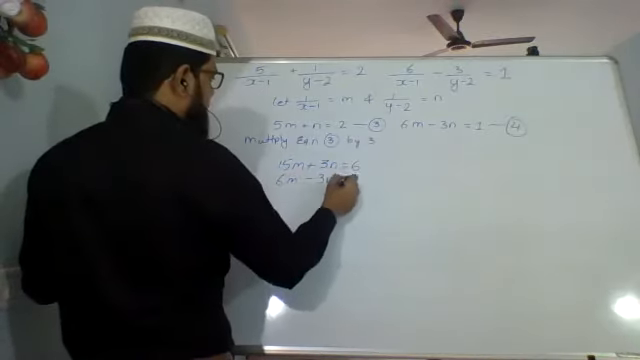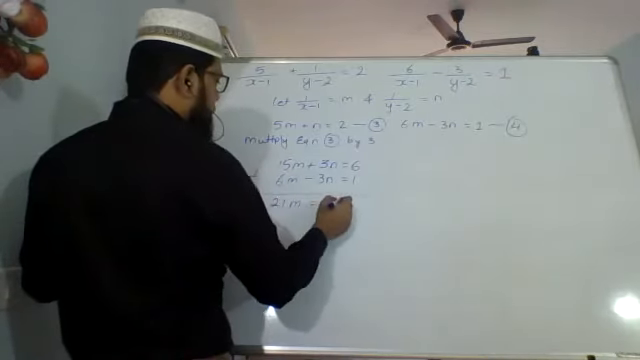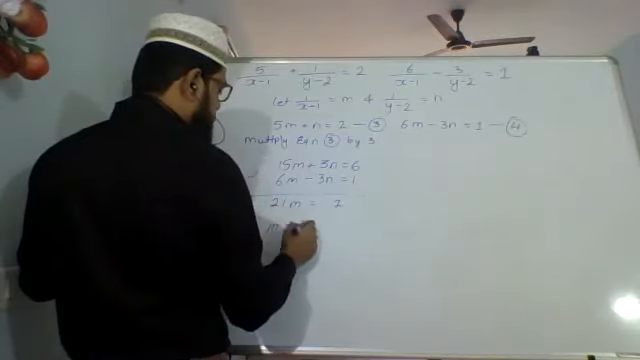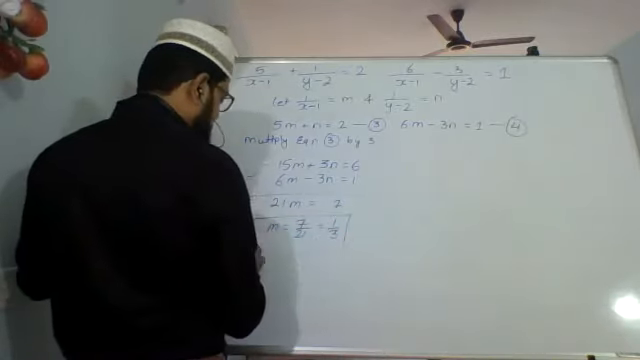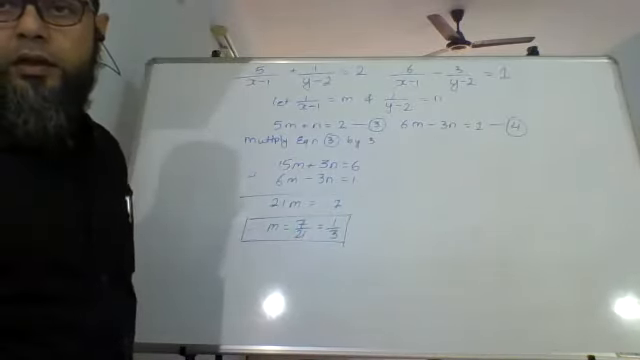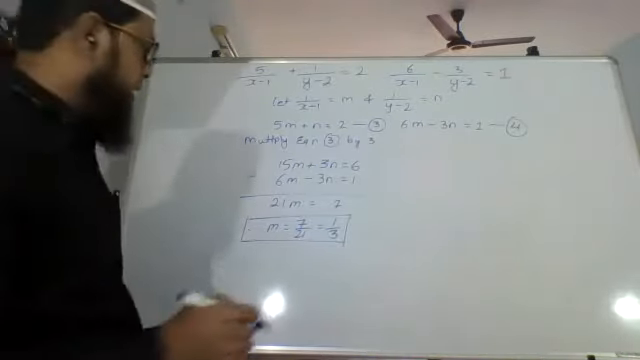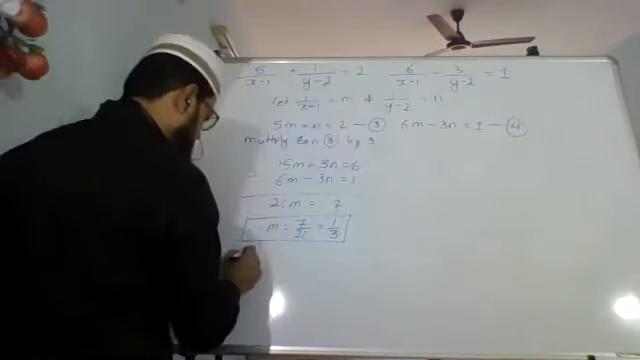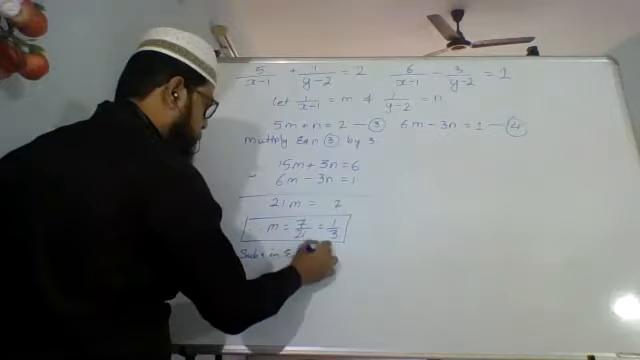6m minus 3n equals to 1. Add them. 15 plus 6 is 21m equals to 7. Therefore, m equals to 7 upon 21, which is equal to 1 upon 3. You get m equals to 1 upon 3. Okay. Then substitute in equation 4.